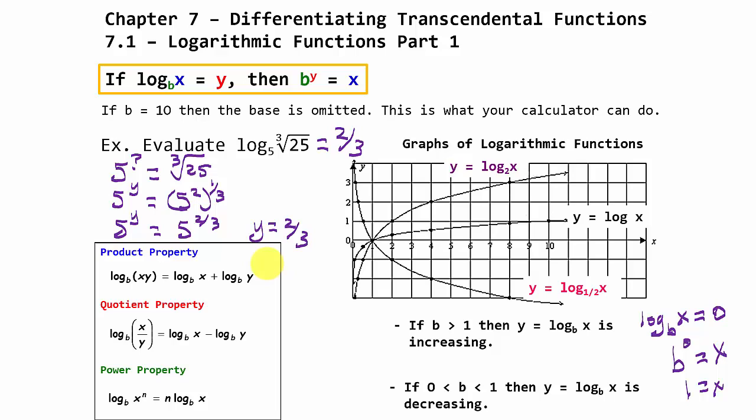Furthermore, the product property: log base b of x times y can be expanded to log base b of x plus log base b of y. Similarly, the quotient property: log base b of x over y is equal to log base b of x minus log base b of y. Finally, your power property: this exponent n can be dropped out front. Log base b of x to the power of n is the same thing as n times log base b of x. These properties will come in handy when we're finding the derivatives.